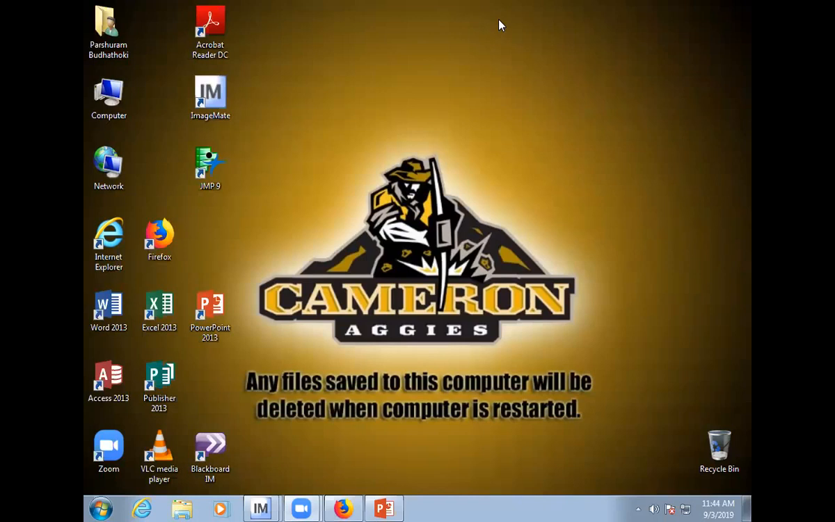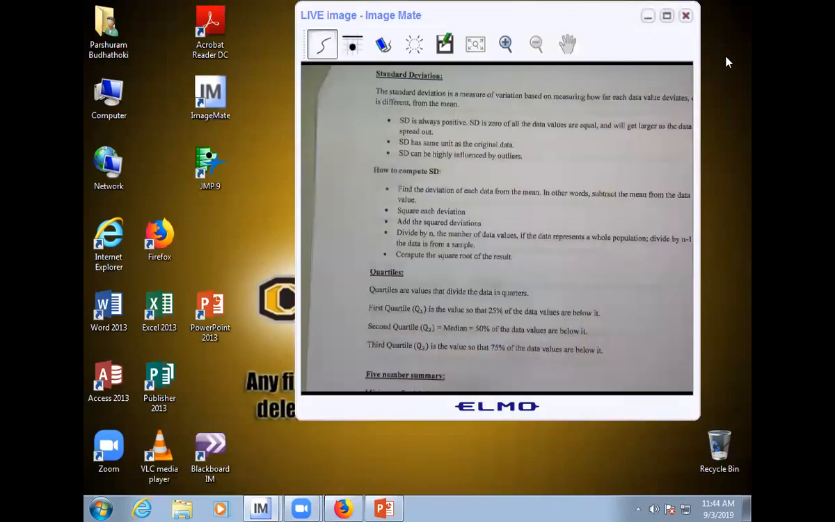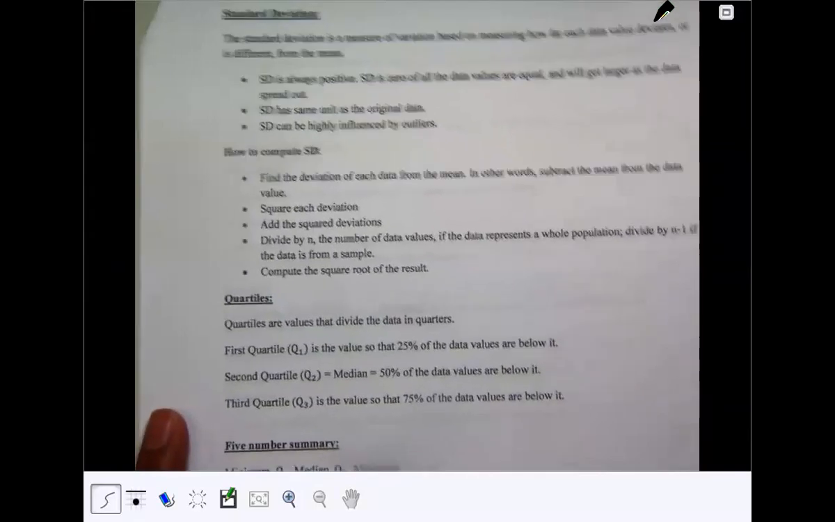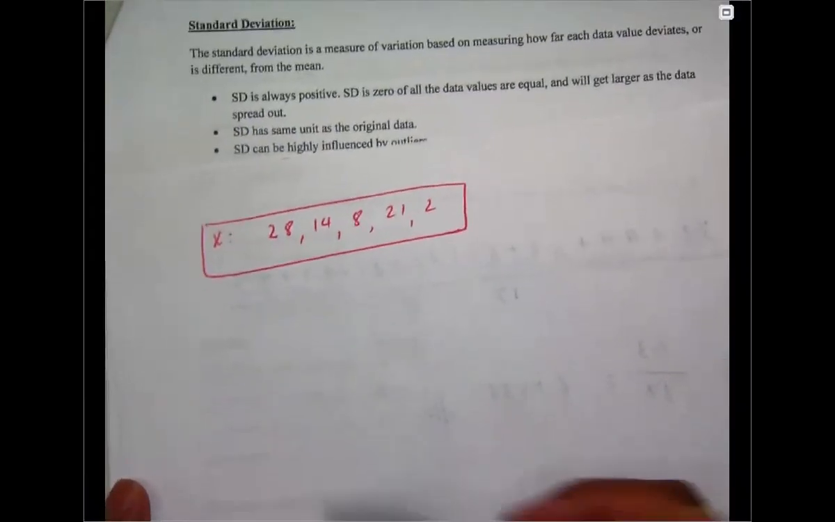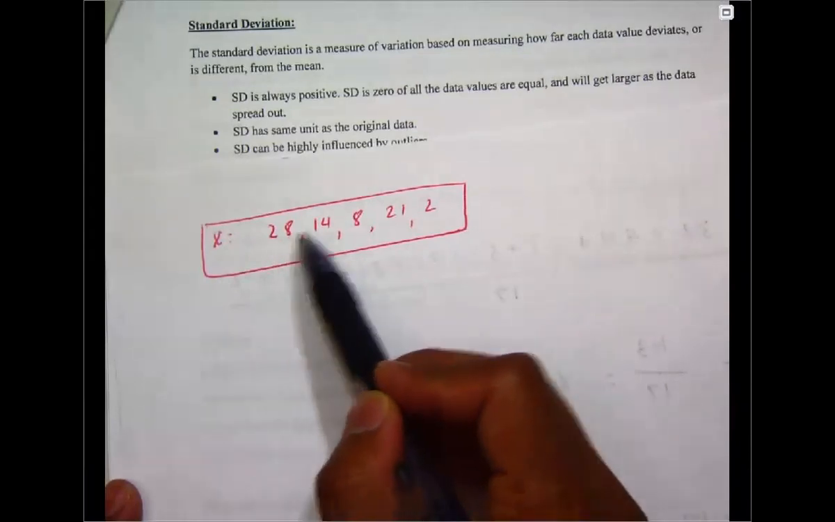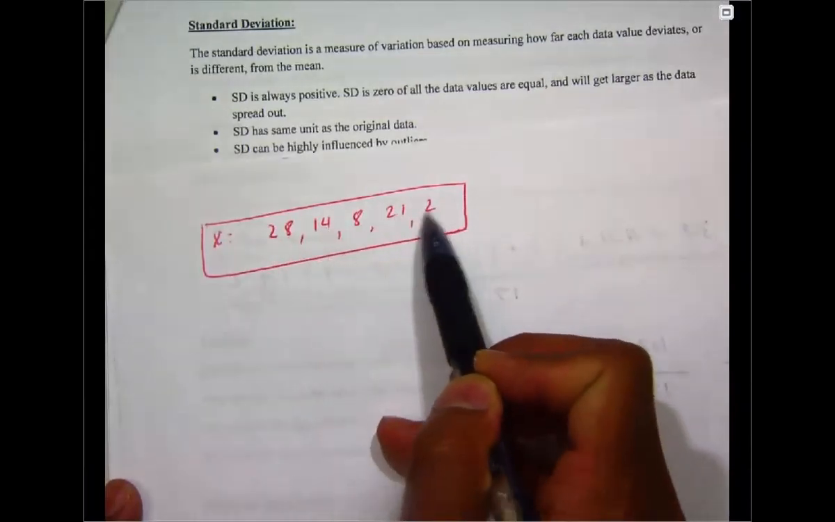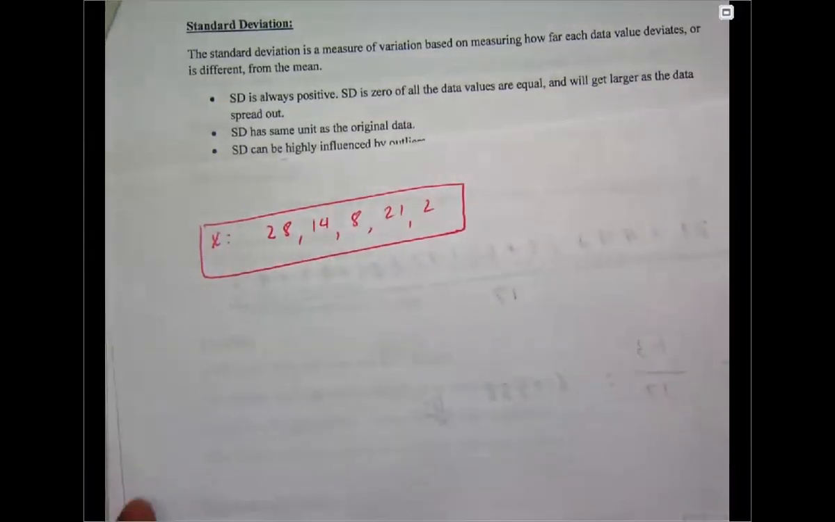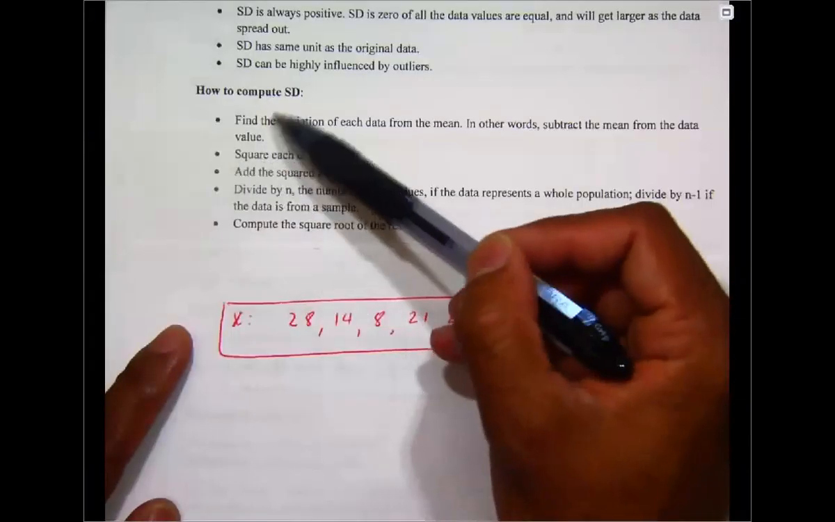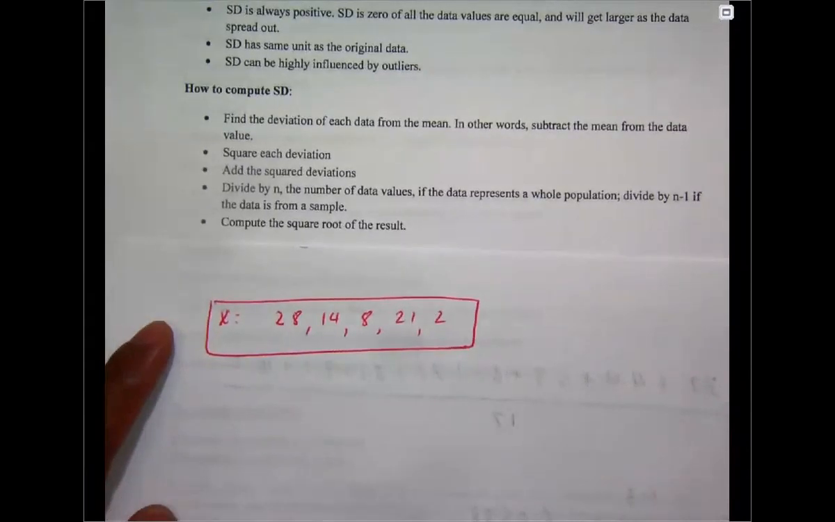Okay, so let's go back to this thing here. We're trying to find the standard deviation for this data. X stands for the data 28, 14, 8, 21, and 2. These are the data set we have been given, and we're going to use these steps to find the standard deviation.